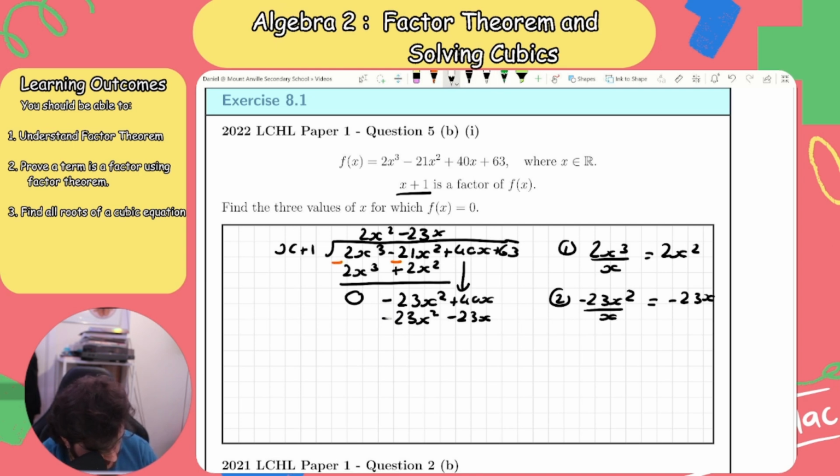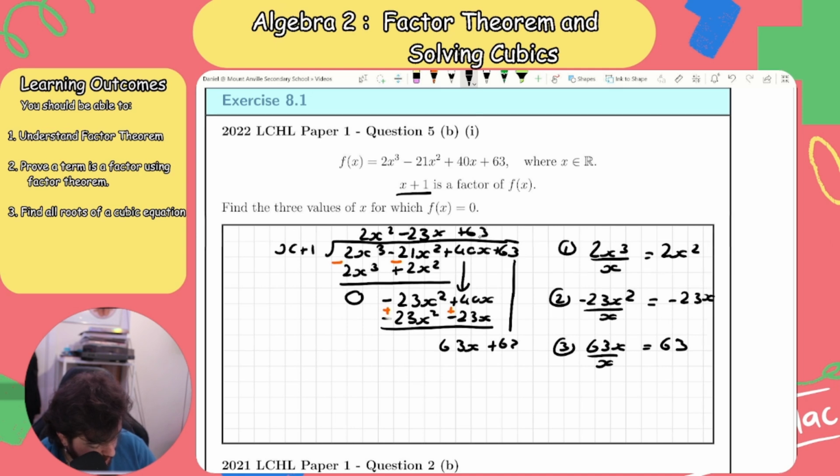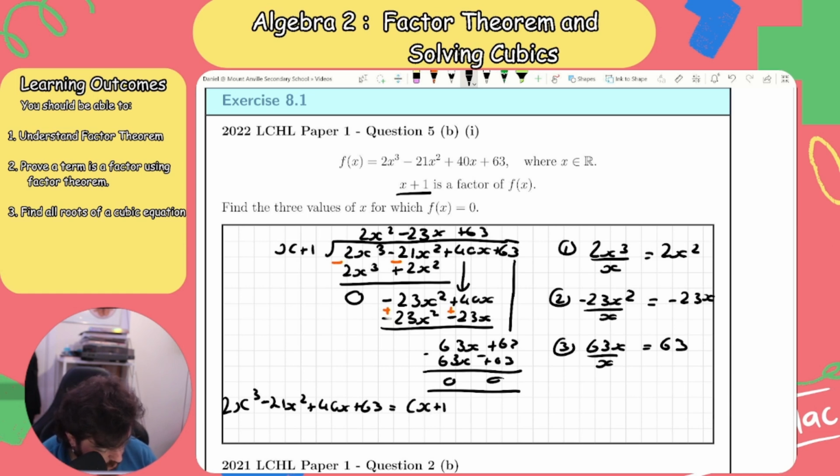Minus 23x times 1 is minus 23x. So change the signs, and I'm going to have here 63x. Bring down the plus 63 here. Finally, 63x divided by x equals 63. Put it on top. I'm going to have 63x plus 63, minus minus 0, 0. So 2x cubed minus 21x squared plus 40x plus 63 is equal to x plus 1 times 2x squared minus 23x plus 63.